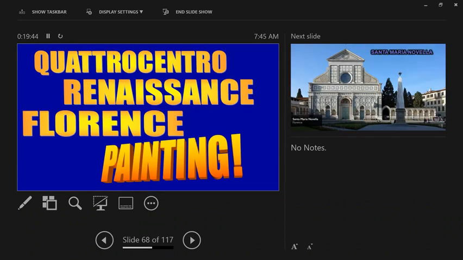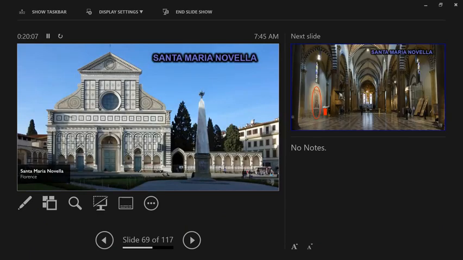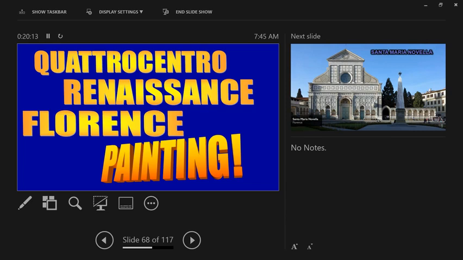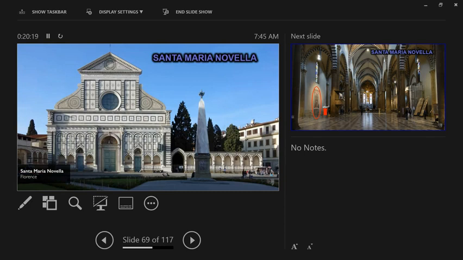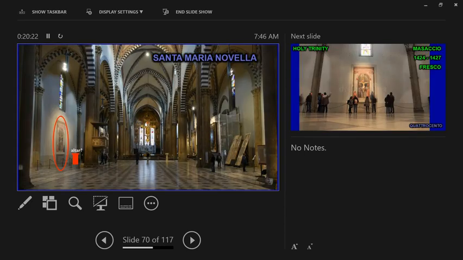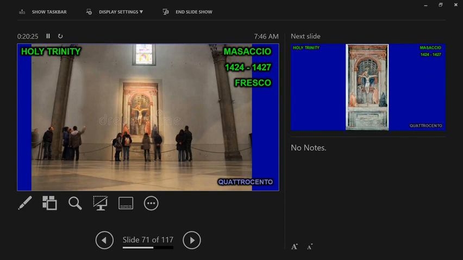We're going to get into some painting now. Basically, it's Quattrocento painting. We're going to go to the Santa Maria Novella, and inside there is a fresco that we're going to look at. It's called The Holy Trinity by Masaccio.